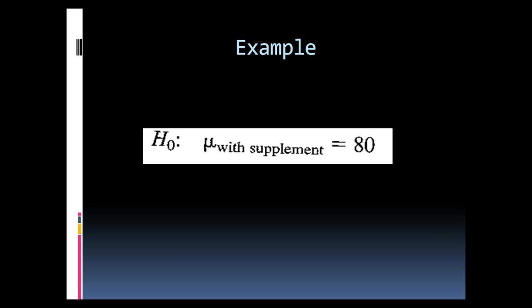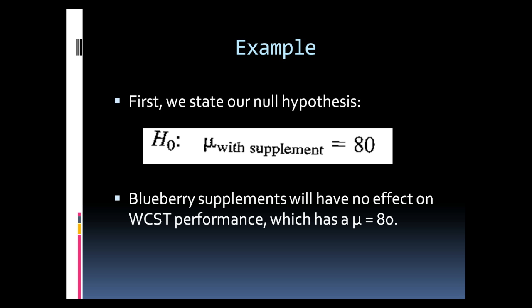So our H sub 0, and when I say sub, it means subscript. So H subscript 0, H sub 0, or null hypothesis is mu with supplement equals 80. And remember the parameter here was 80. So population parameter mean was 80. So we're saying that it doesn't matter whether or not you give them blueberries, their performance on the test is not going to increase. So that's going to be the exact same as it was before. It's going to be equal to the population parameter.